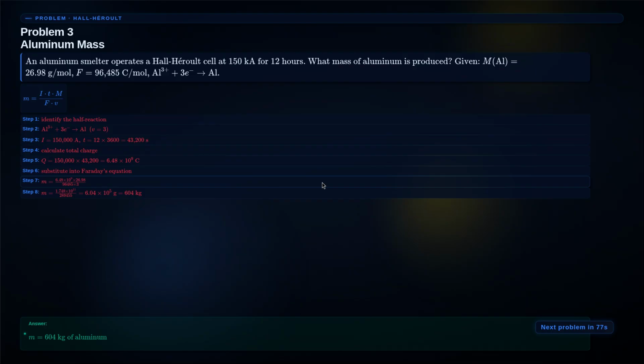Now substitute. m equals 6.48 times 10 to the 9 times 26.98 divided by 96,485 times 3. This equals 604 kilograms of aluminum.